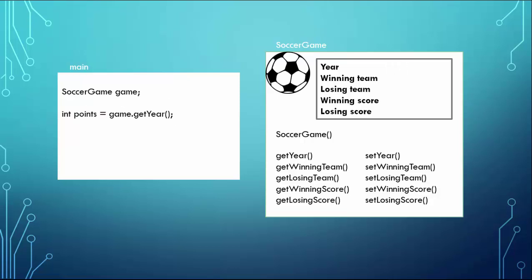You can picture what happens if we don't do that. If we just say, I'd like a soccer game variable called game, we don't create a new game, we just create the variable, and then we say game.getYear. Well, there's no year there. This isn't actually really a game yet, so we're going to get an error message.